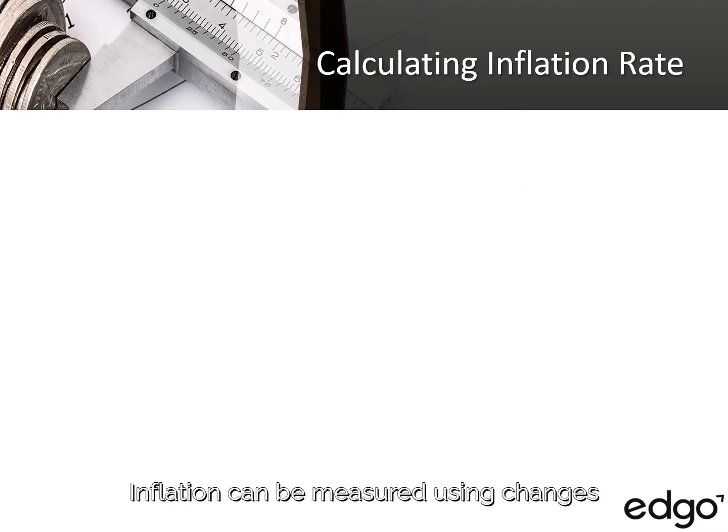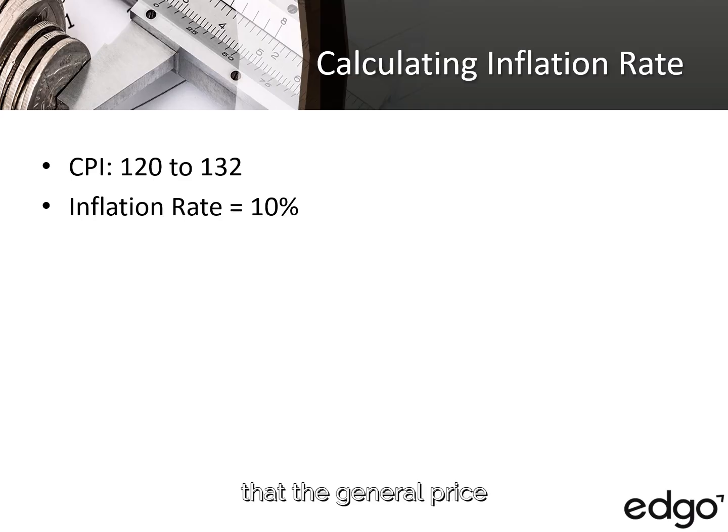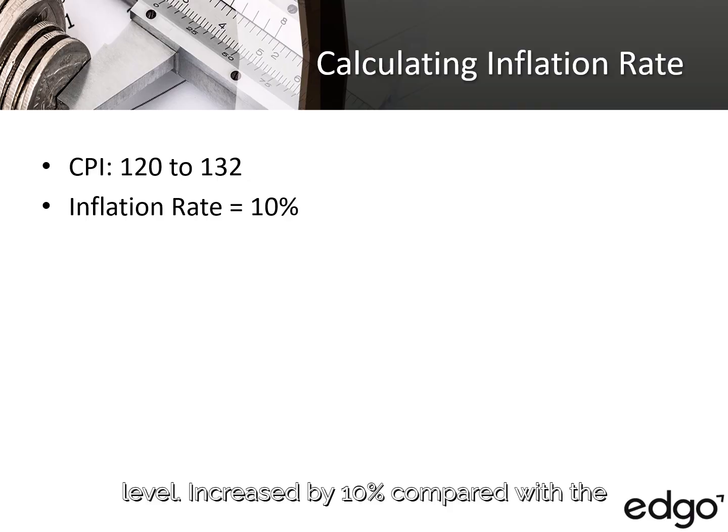Inflation can be measured using changes in the Consumer Price Index, or CPI. Suppose the CPI increased from 120 to 132. First, find the increase. 132 minus 120 equals 12. Next, divide 12 by the original CPI of 120. 12 divided by 120 equals 0.10. Multiply by 100%. The inflation rate is 10%. This means that the general price level increased by 10% compared with the previous period. The computation is similar to finding percentage increase because inflation measures an increase in the general price level.